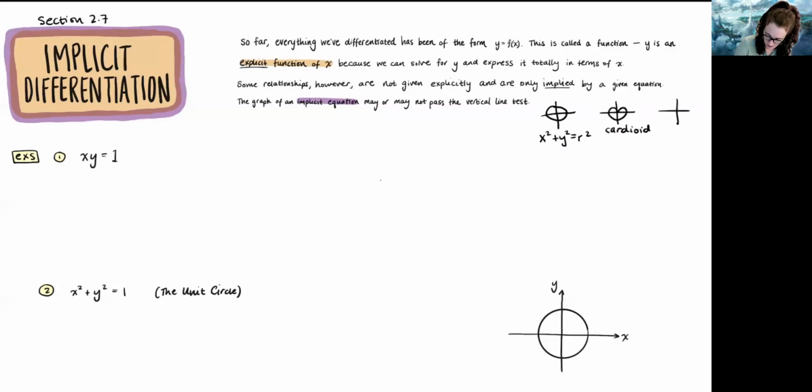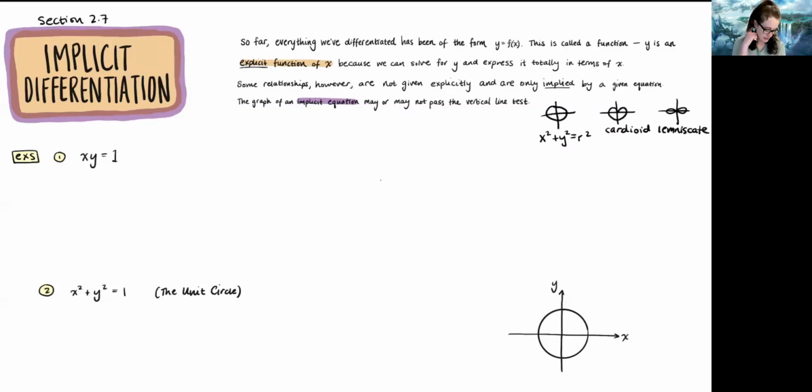We can also have a graph of an infinity symbol like this. This is called actually a lemniscate. That's the fancy math word for that. Again, this fails the vertical line test in multiple spots, but it still has a graph, and as we'll see, these things still have slopes of tangent lines, which is what we're going to be interested in.